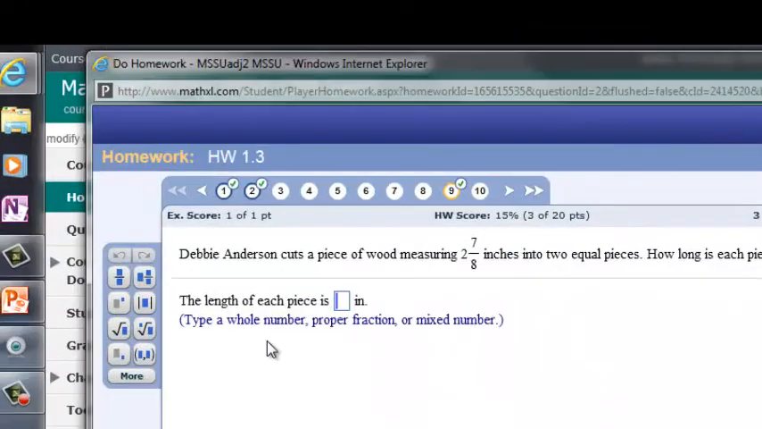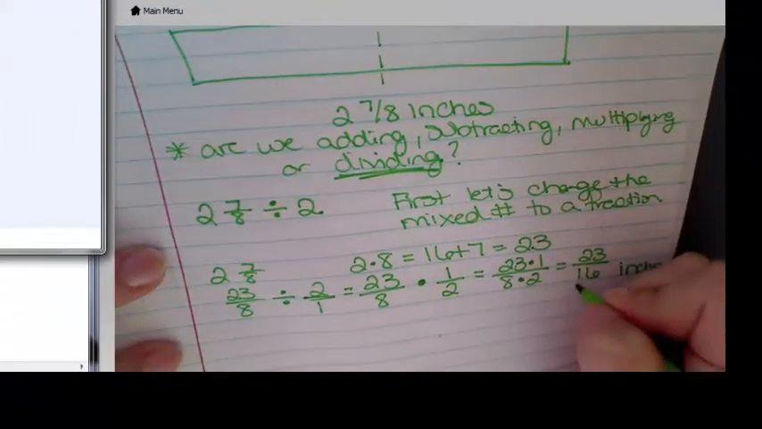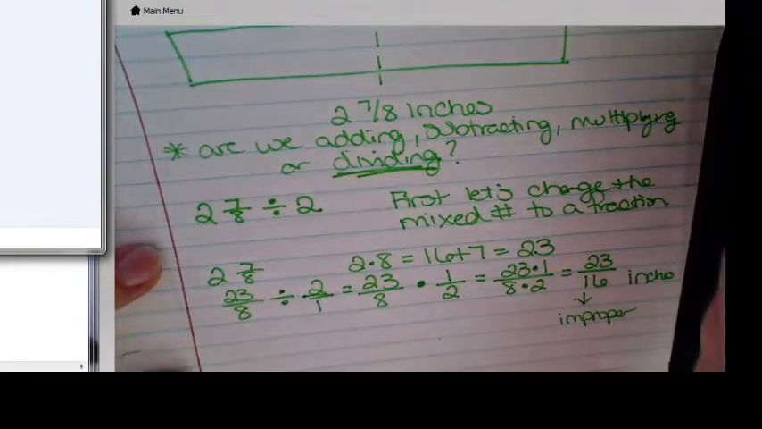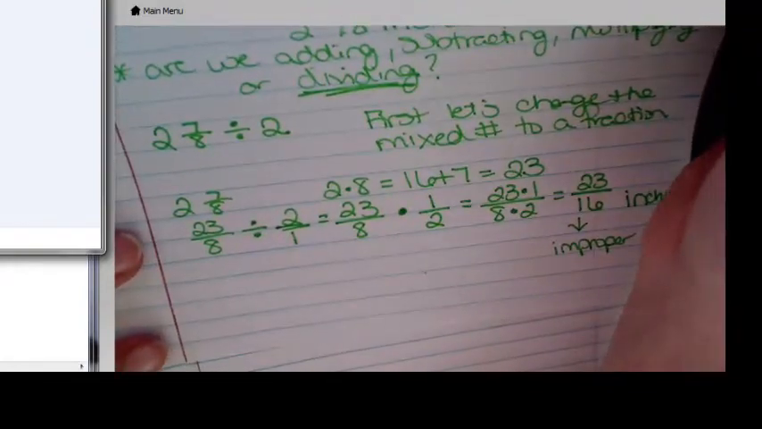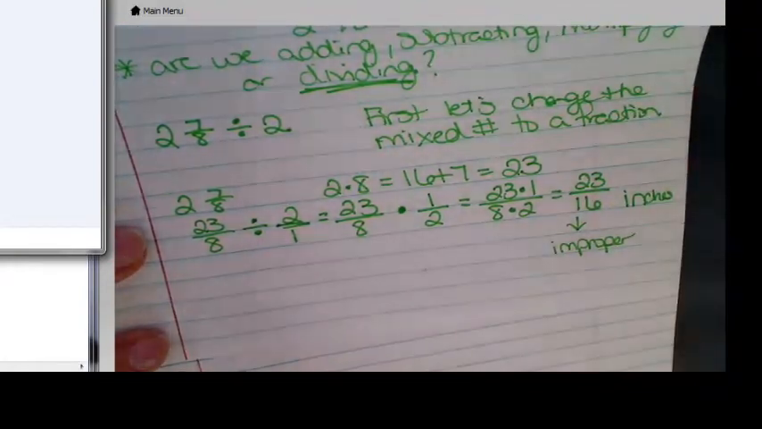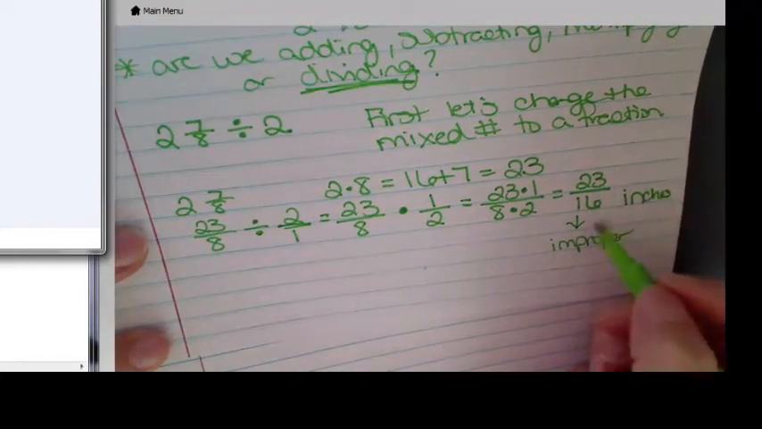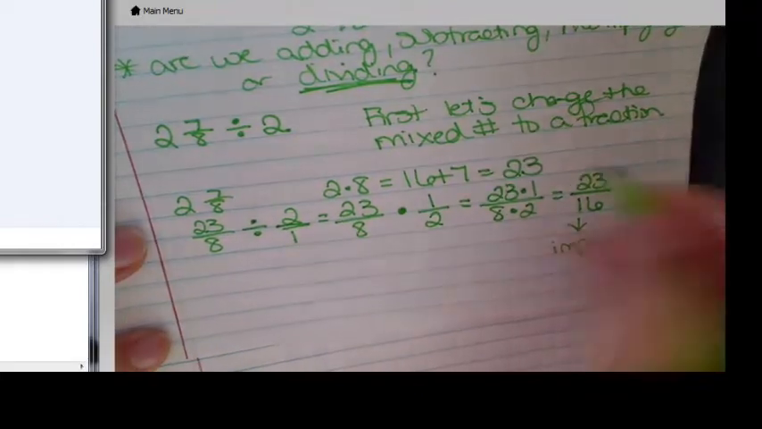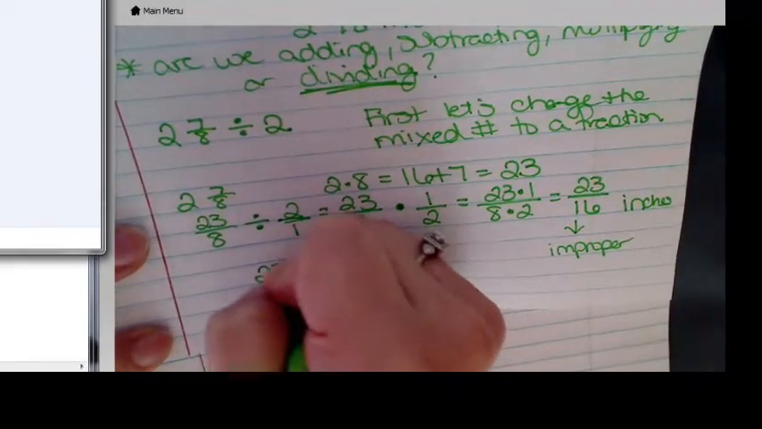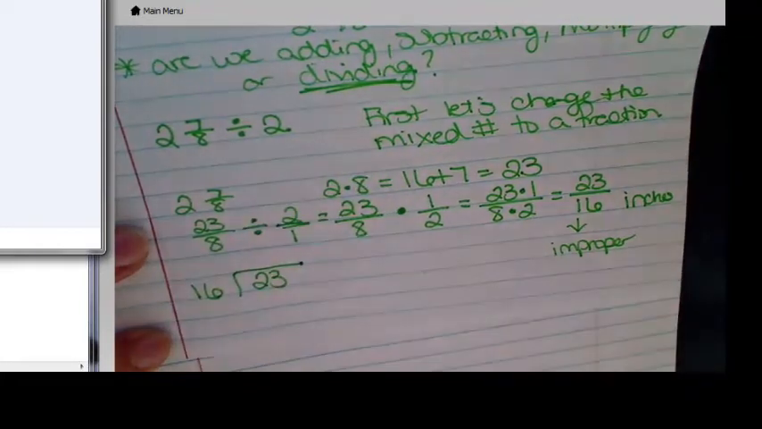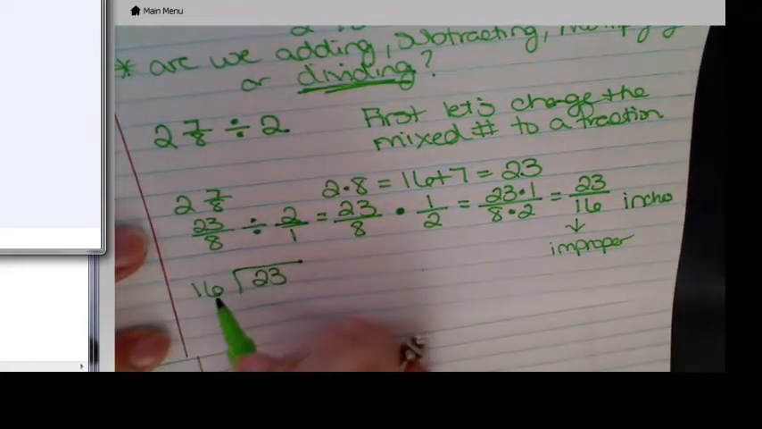But let's look at our problem. Our problem says we need to type a whole number, a proper fraction, or a mixed number. This right now is improper. So we have to fix that. We have to change that into a mixed number. Okay, so now we got to go backwards. Remember, when we're changing from an improper fraction to a mixed number, we're taking the numerator and we're dividing that by our denominator. Okay, this one's a little bit harder because it's 16.